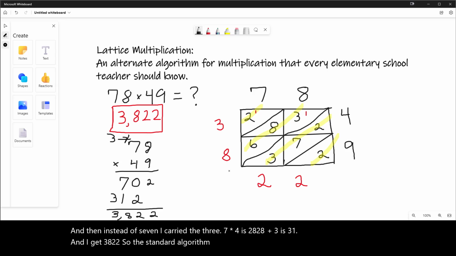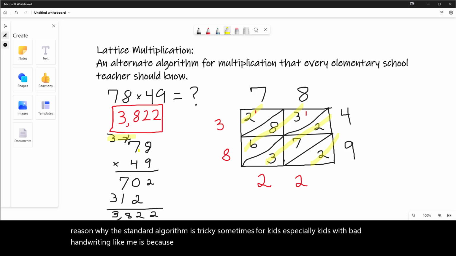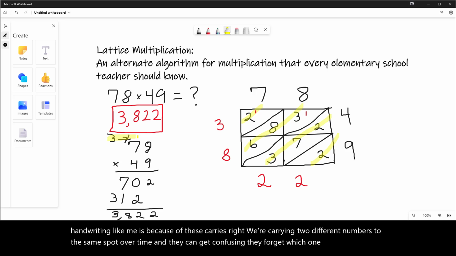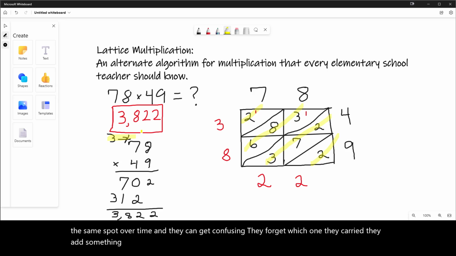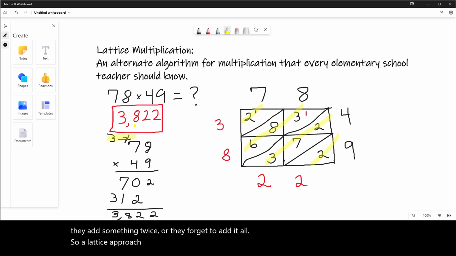I don't have to draw a grid. But the reason why the standard algorithm is tricky sometimes for kids, especially kids with bad handwriting like me, is because of these carries, right? We're carrying two different numbers to the same spot over time, and they can get confusing. They forget which one they carried, they add something twice, or they forget to add it at all. So a lattice approach can be a really beneficial approach.